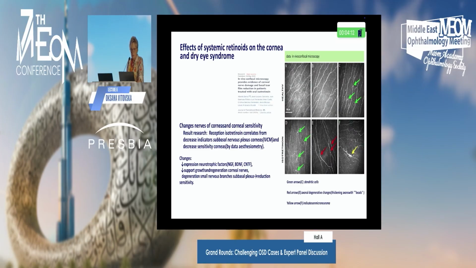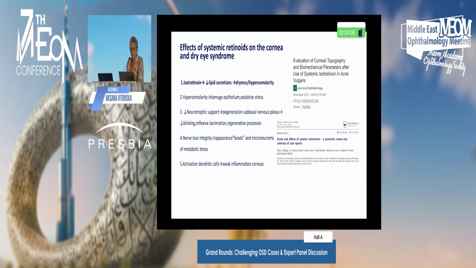So it could lead to decreasing of neurotrophic factors. If you look at, we try to summarize the pathogenesis of changes in the cornea and on the ocular surface due to systemic retinoids. We can see that it decreases lipid secretion and leads to dryness, hyperosmolarity. Then it leads to damaged epithelium and oxidative stress.